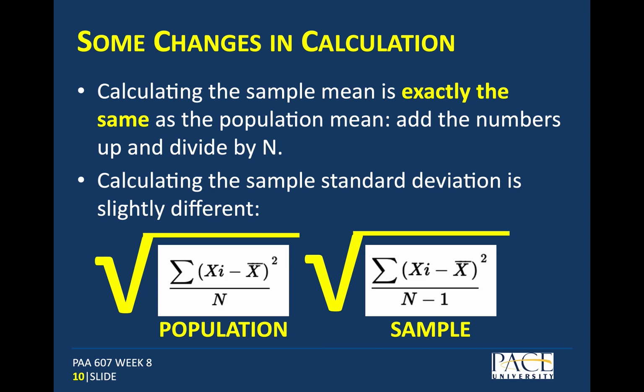Now, the only thing that changes on the right is that we take our values, we subtract the mean, we square them, we sum it up, and in this case, we divide by n minus 1, the number of values we have minus 1, and then we take the square root of that whole number. It's the only thing that changes. Instead of dividing by n, we divide by n minus 1. That's the only difference. Simple as that.